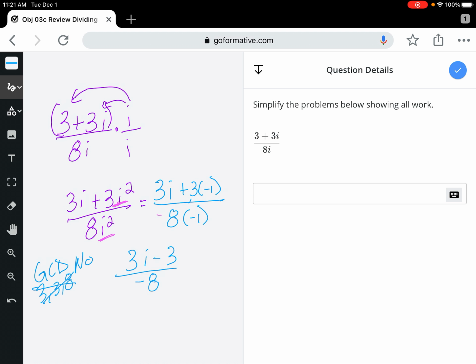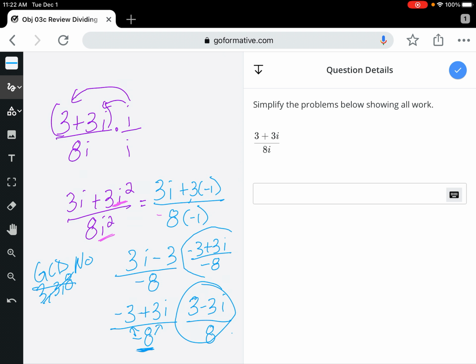No. Okay. We do rewrite it, so the constant, the number that doesn't have the i in it, your real part, your real number comes first, plus 3i over negative 8. If you don't want a negative in the denominator, to get rid of the negative in the denominator, you change the signs of both parts. So you could also have positive 3 minus 3i over positive 8. Okay, so you could have this or this. Either of those is acceptable.